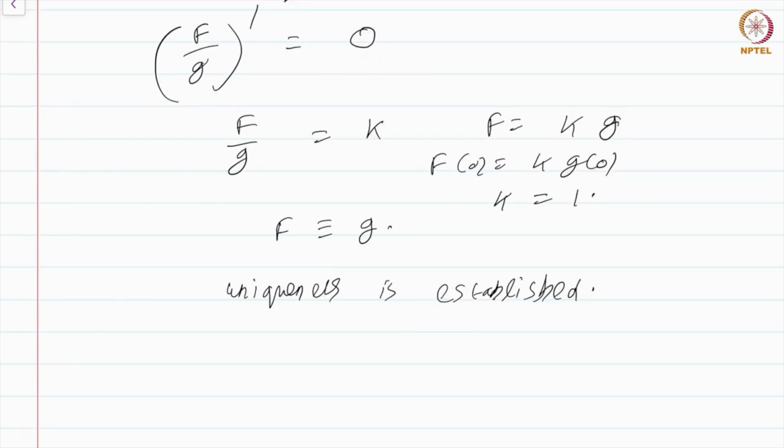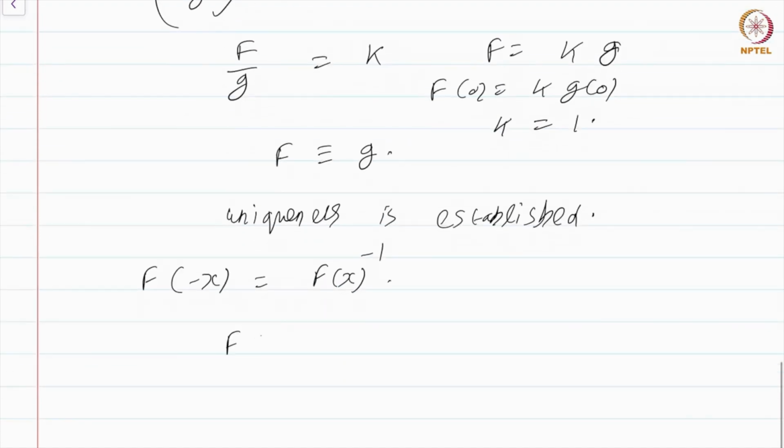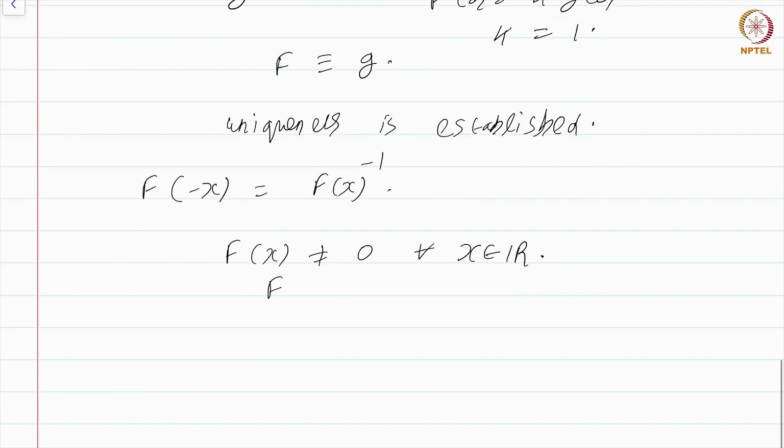We have also got a useful fact about this function f, which came out in the proof: the fact that f of minus x is just f of x inverse. Please keep this in mind. This will be very, very useful. Now we already know that f of x is not 0 for all x. That is also something that came out in this proof. And we also know that f of 0 is equal to 1.